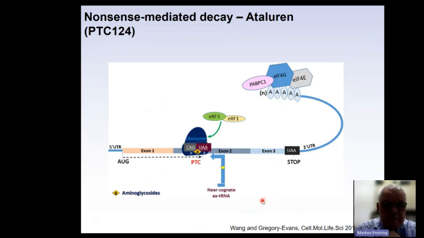And the tests with ataluren in other diseases, for example, like Becker's muscular dystrophy, were not that successful, but these nonsense-mediated decay overrunning therapy approaches are still going on and are trying to be more efficient in these patients.